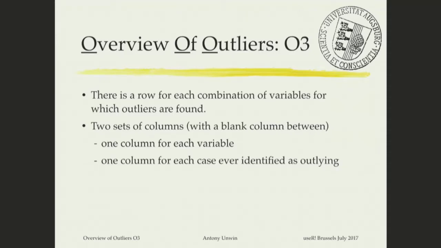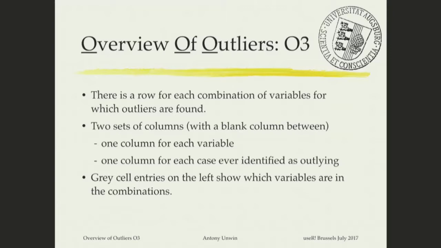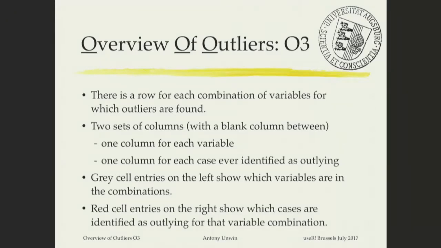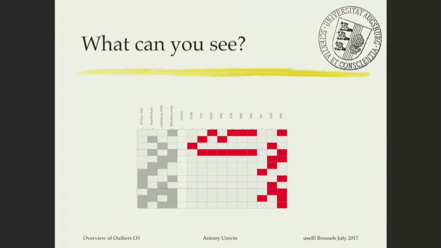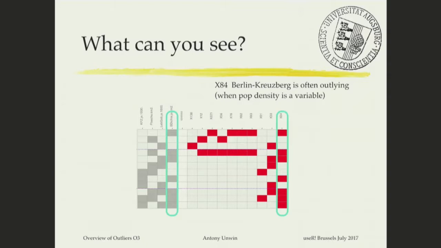We've got a blank column in between, sort of separated out. The grey cell entries on the left show which variables are in the combinations, red cell entries on the right, and so on. So, what can you see? If we take the constituency to the far right, that's Berlin-Kreuzberg, and you can see for several combinations, for 7 of them, it's found to be an outlier, and population density is always included. So that's possibly the driving force there. Although do note that we didn't find any outliers for the 4-dimensional picture, when obviously population density is there.